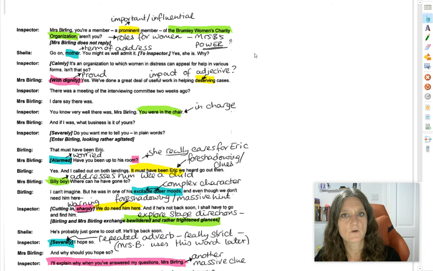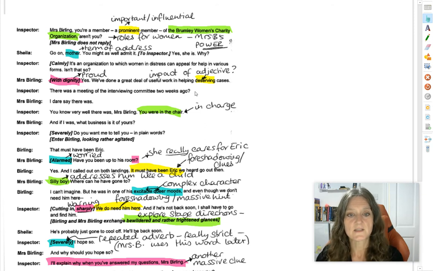Sheila is very strong, very firm, and she's not playing up to her mum anymore. She's talking to her really strictly, as if they're equals now. So Mrs. Birling answers the inspector. "Women of distress can appeal to your charity for help in various forms." She replies with dignity, and she says, "We've done a great deal of useful work in helping deserving cases."